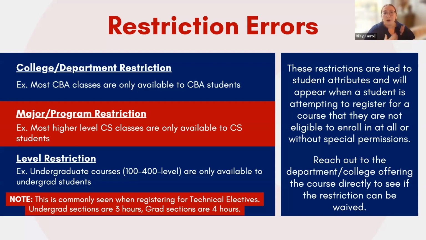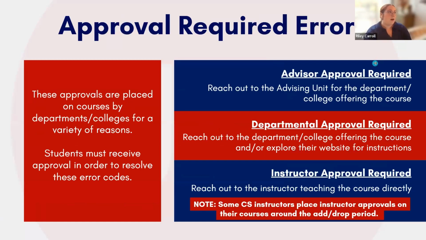So to obtain permissions to remove these restriction errors, you will need to work with the department or college offering the course directly to see if the restriction can be waived. Please keep in mind, it is not common to have these course restrictions waived. There may be some for specific classes, but for the most part, major courses are usually going to just be open to majors specifically.